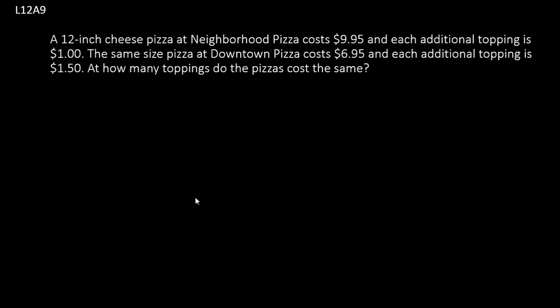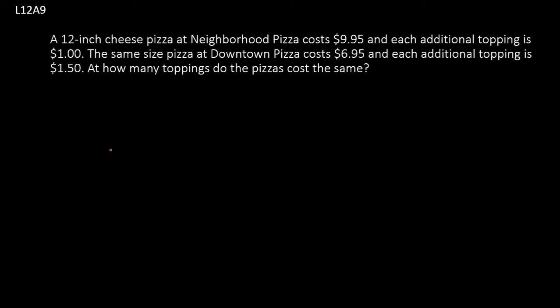Okay, let's do one more example like this. A 12-inch pizza at Neighborhood Pizza costs $9.95, and each additional topping is $1. The same size pizza at Downtown Pizza costs $6.95, and each additional topping is $1.50. At how many toppings do the pizzas cost the same?